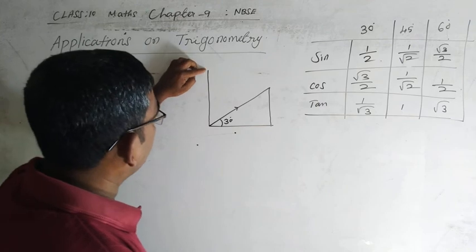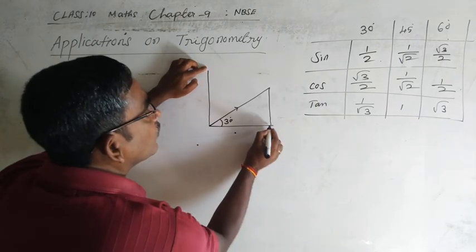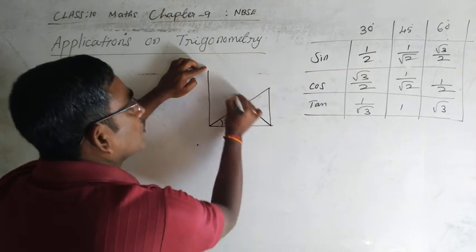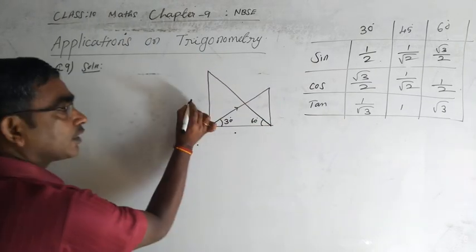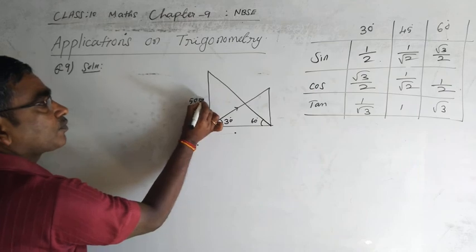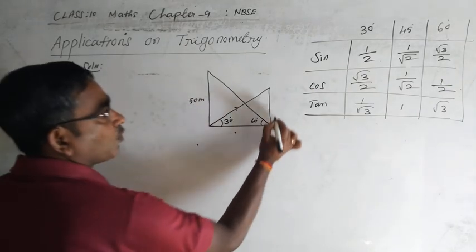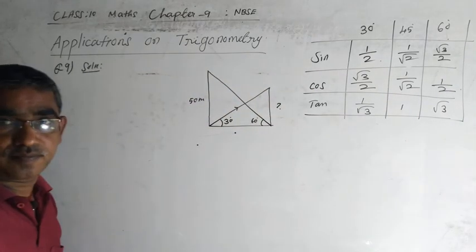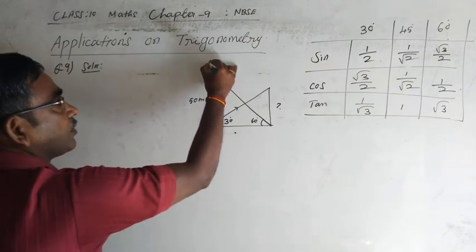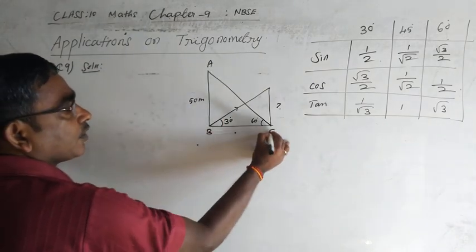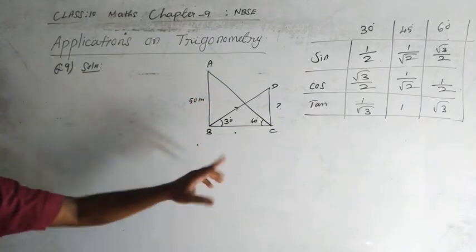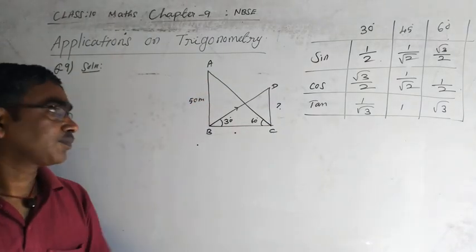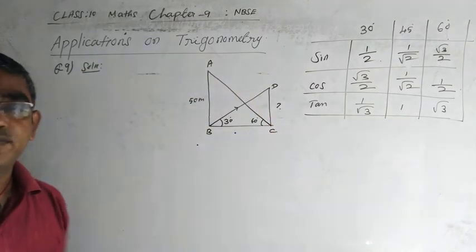The angle of the top of the tower from the foot of the building, from here watching the top of the tower, is 60 degrees. And if the height of the tower is 50 meters, what is the height of the building? Now we can give the names A, B, C, D. AB value we know, 50 meters. BC we have to find out. After that, go for CD.